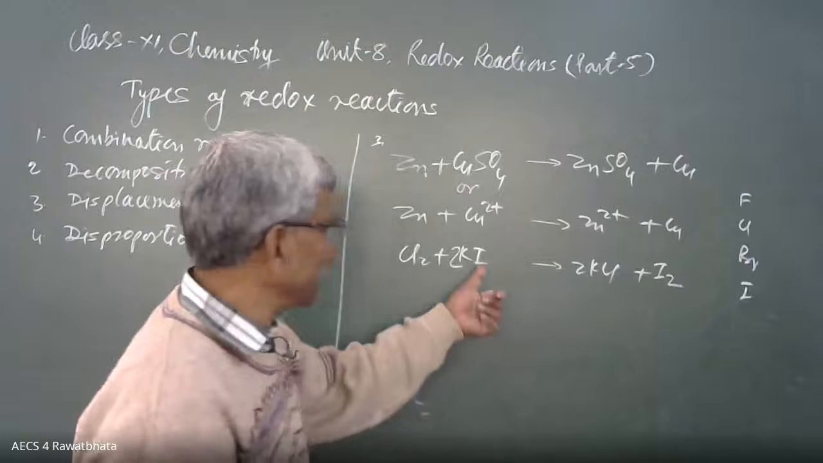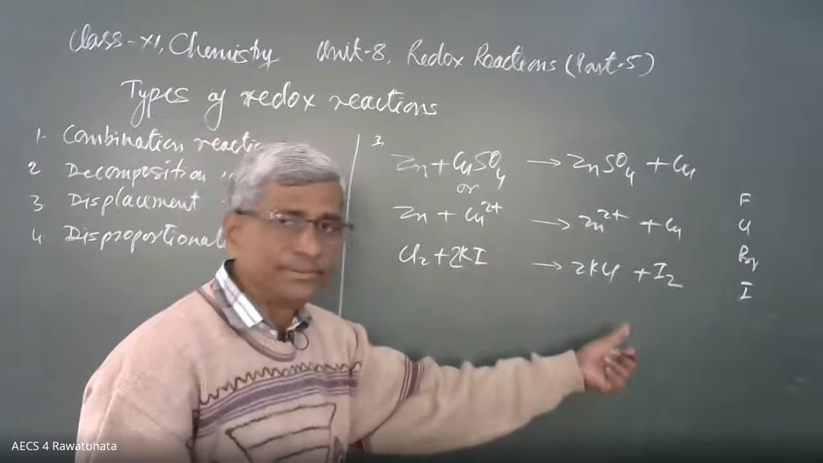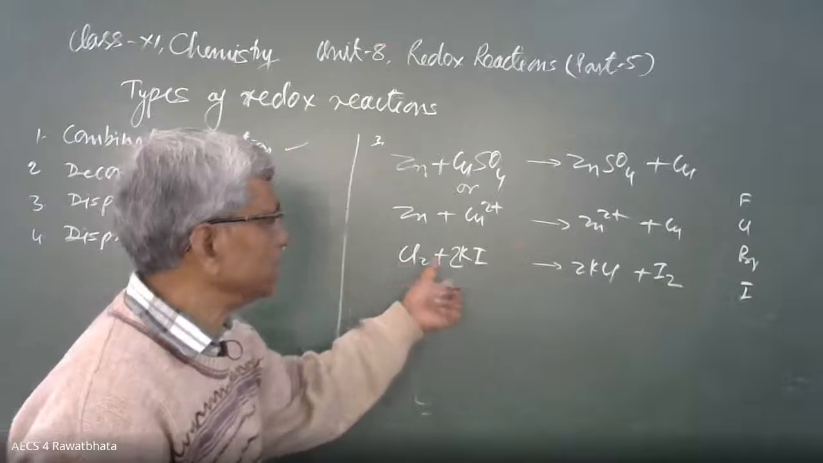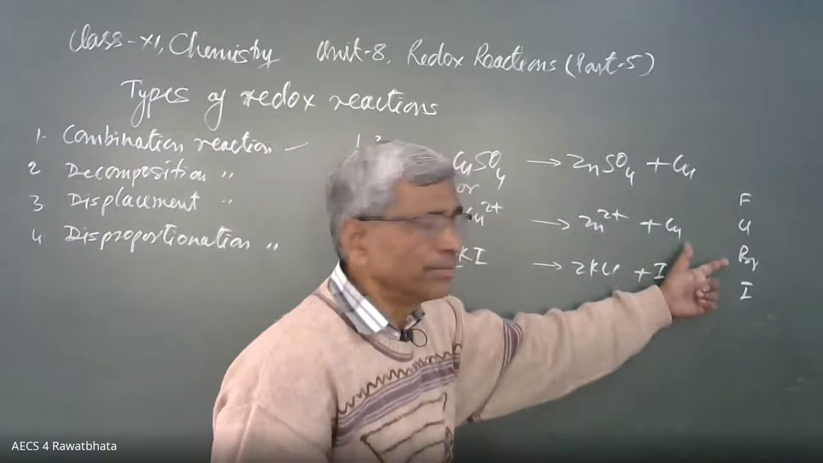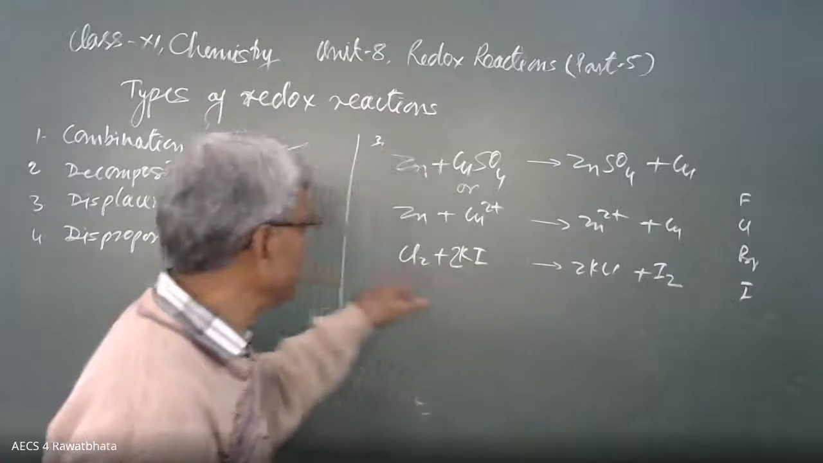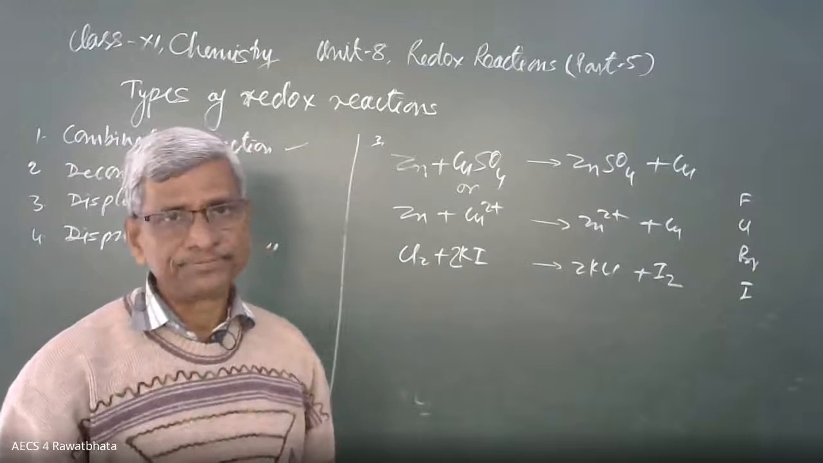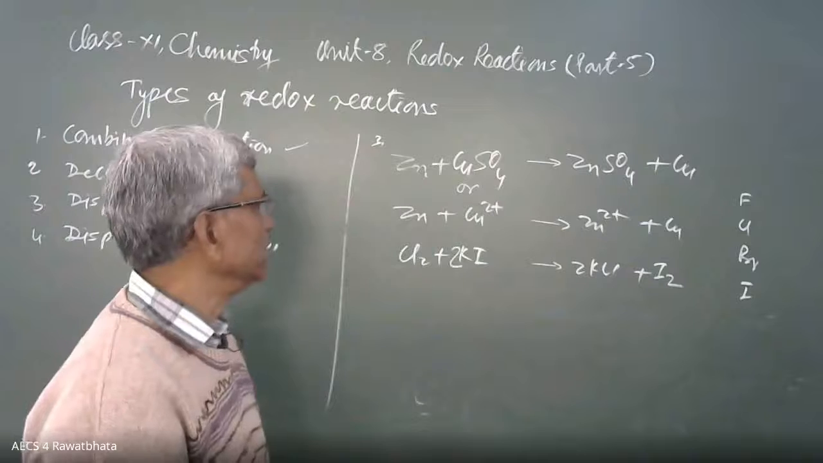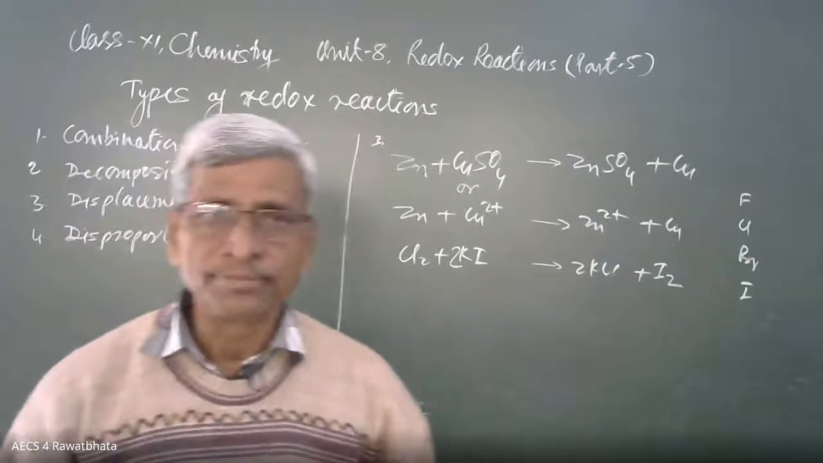This is the iodide, potassium iodide. Iodide is replaced as iodine by chlorine, because chlorine is more reactive than iodine. This reaction can be done by bromine also. If we pass bromine instead of chlorine, this reaction will also take place. So these are displacement reactions, meaning non-metals also show displacement reactions.